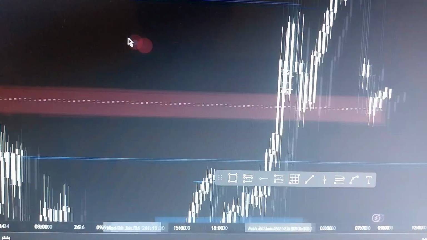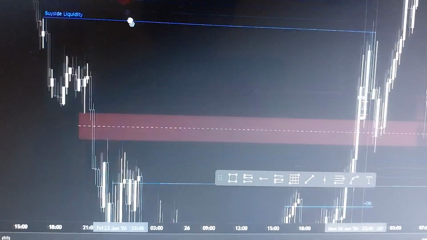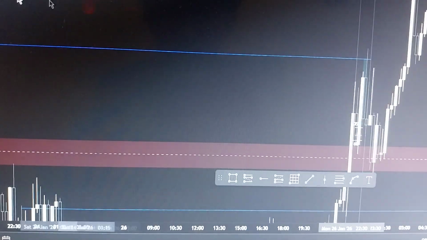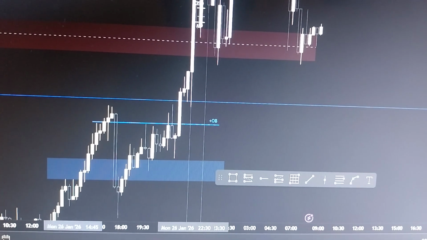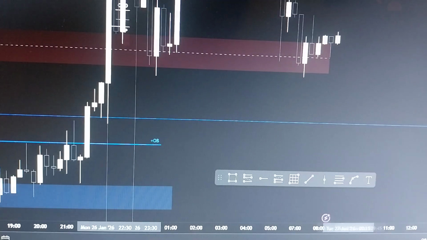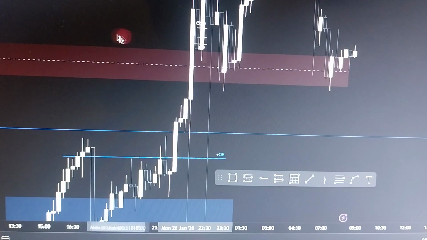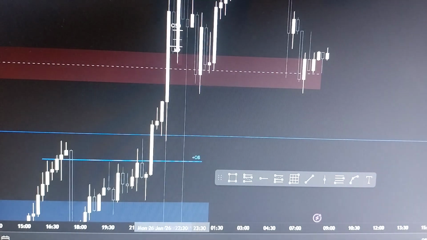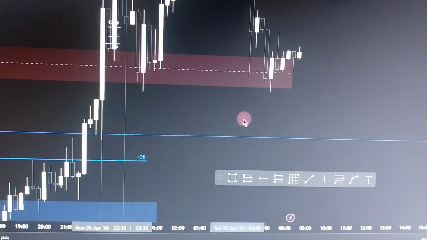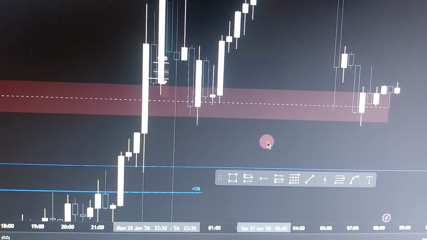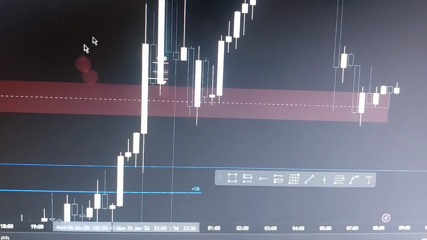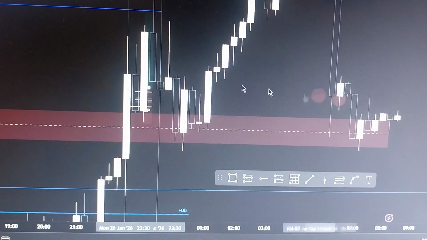Now what I saw in the 15-minute, we had buy side liquidity marked out on the 15-minute, buy side liquidity on the hourly. So in here, we inverse the hourly fair value gap. We get a retouch onto it. Then we're in a very bullish scenario. So this would be just a continuation order flow to be bullish.